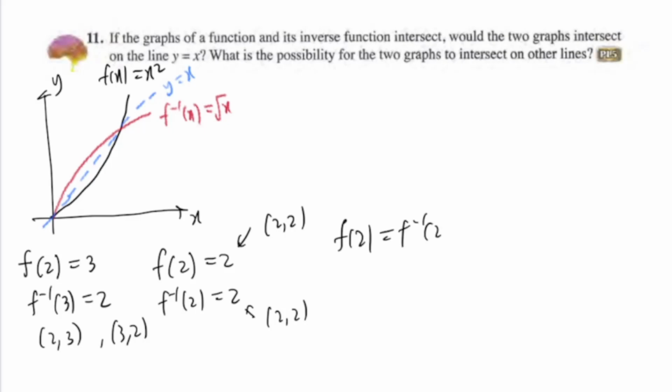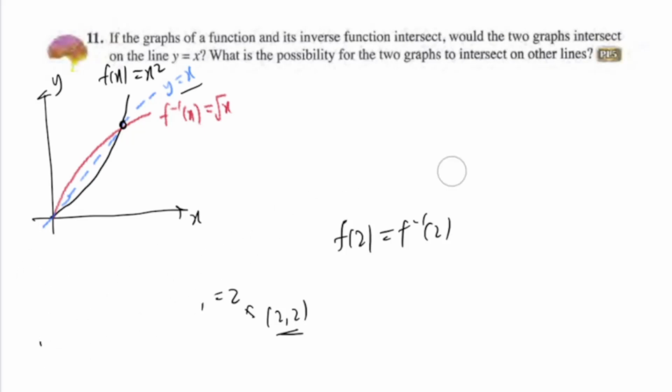Now this is only true if your x and y values are the same. If your x and y values are the same, they must both lie on the line y equals x. Okay, so the answer is supposed to be yes. But the next question is, what is the possibility of two graphs intersecting on other lines? The answer is there is a possibility, right? I can give you a few examples.